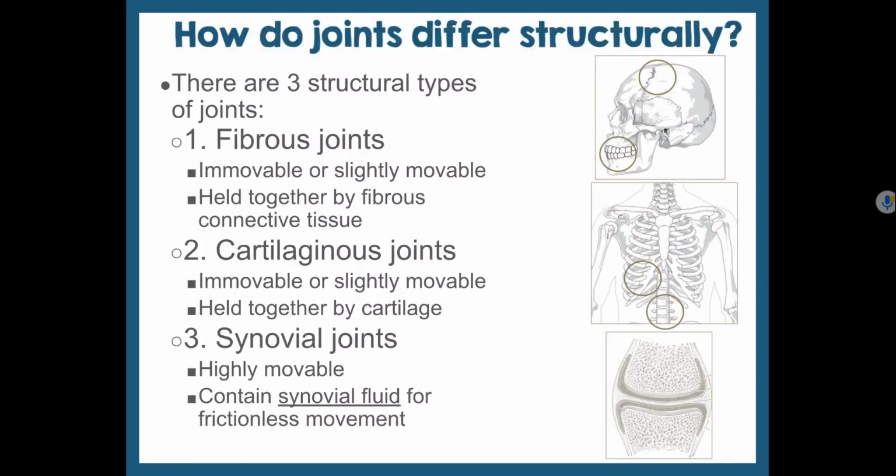Okay, now how do joints differ structurally? There are three structural types of joints. Fibrous joints are immovable or slightly movable, and they're held together by fibrous connective tissue. Cartilaginous joints are immovable or slightly movable, and they're held together by cartilage. And then synovial joints are highly movable, and they contain synovial fluid for frictionless movement.